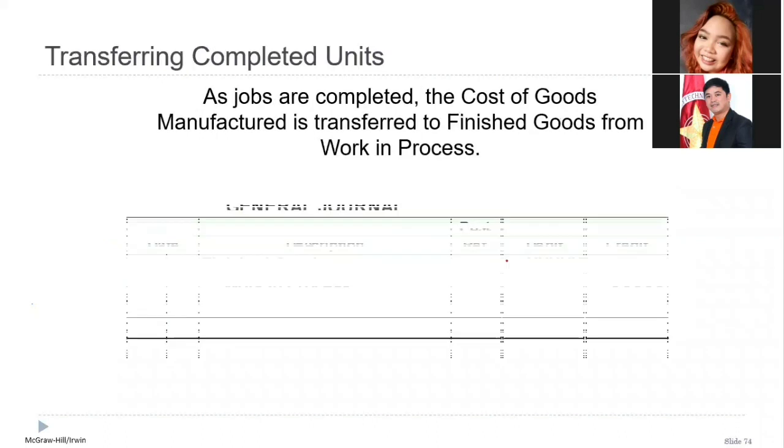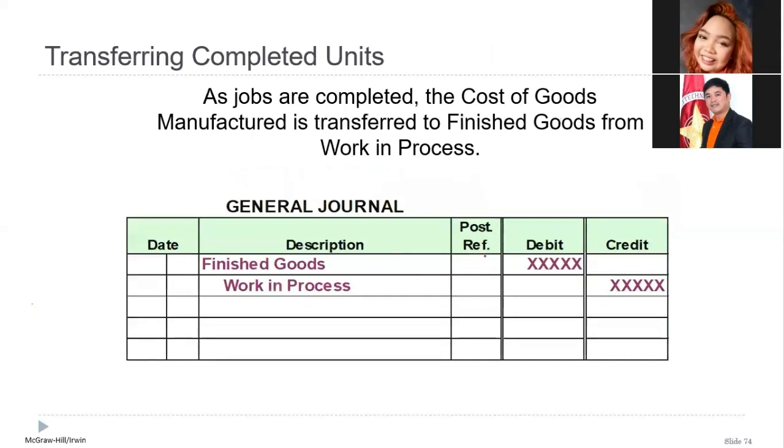Okay, so going back, transferring completed units. As jobs are completed, the cost of goods manufactured is transferred to finished goods from work in process. So debit finished goods and credit work in process. And as you can see, walang pagbabago sa entries natin as compared sa mga nauna natin kanina sa actual costing system. Parehas na parehas.